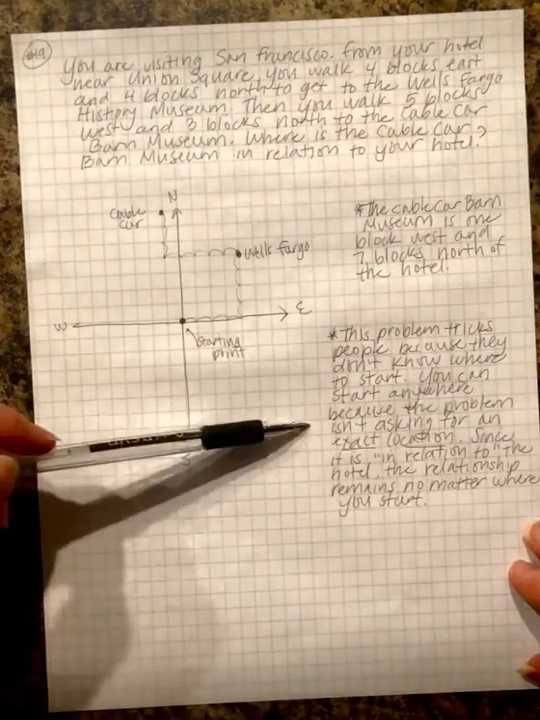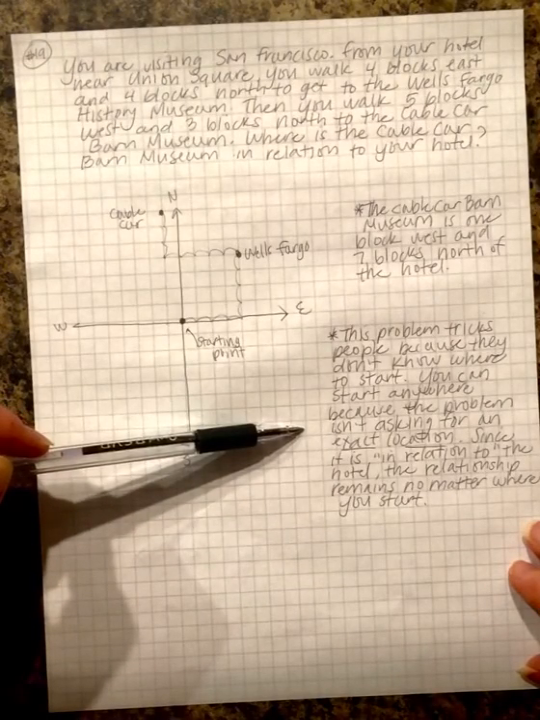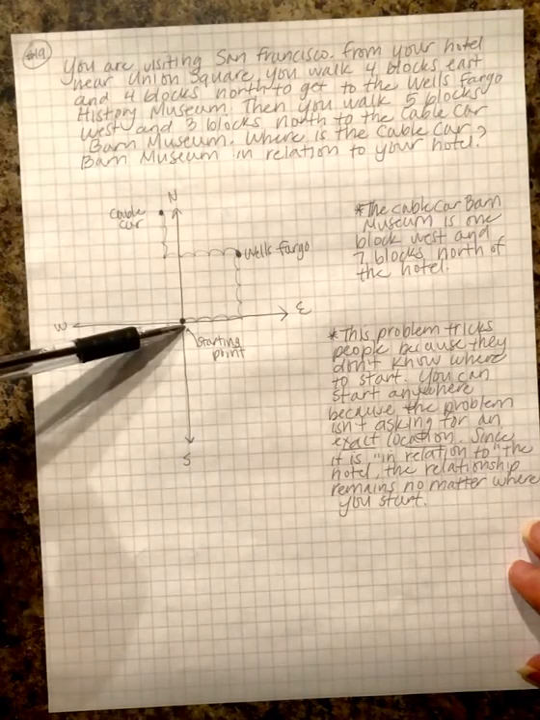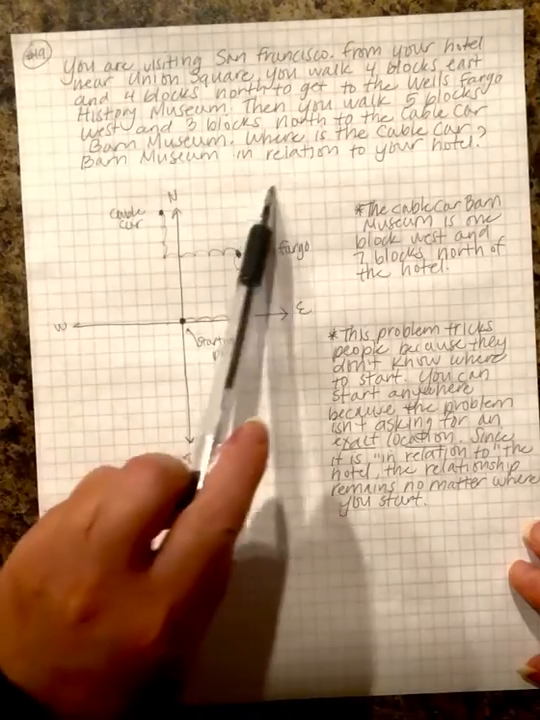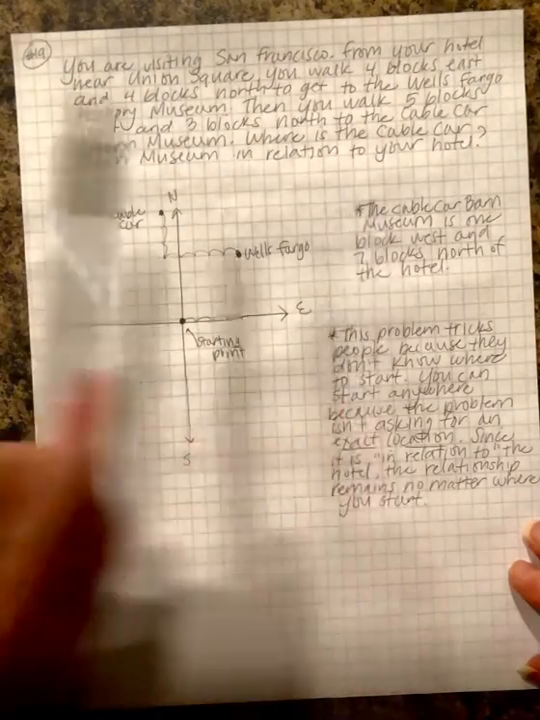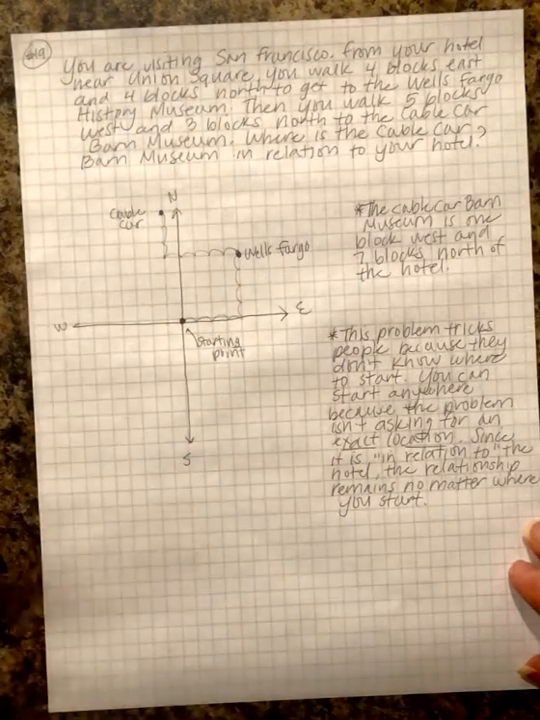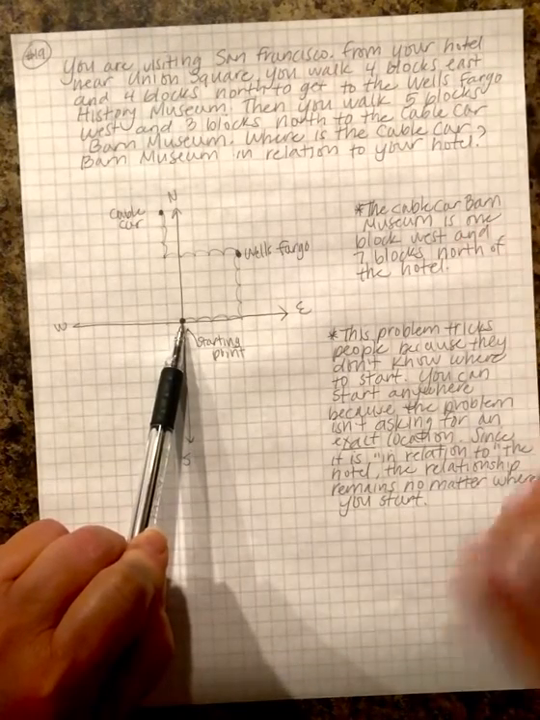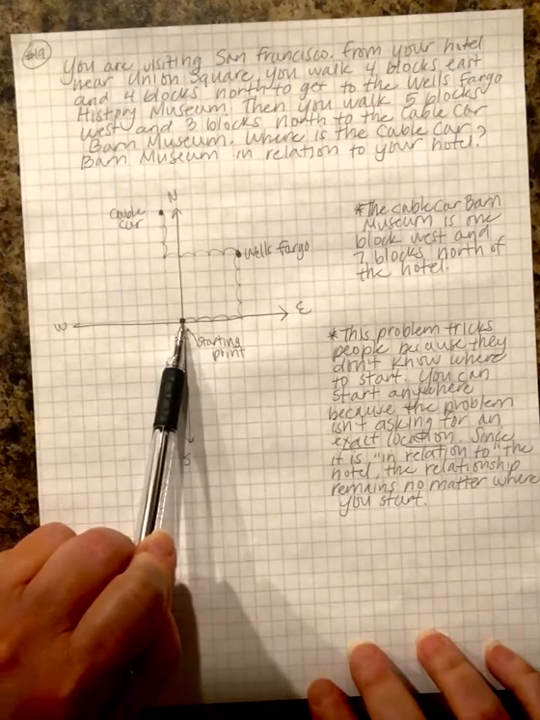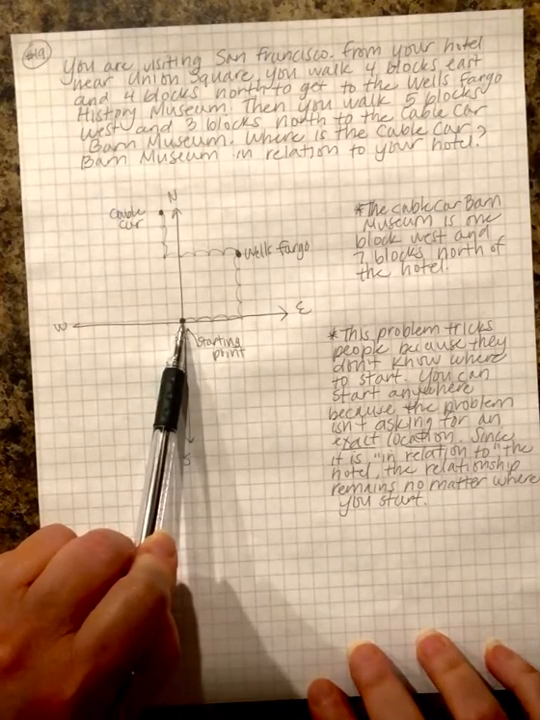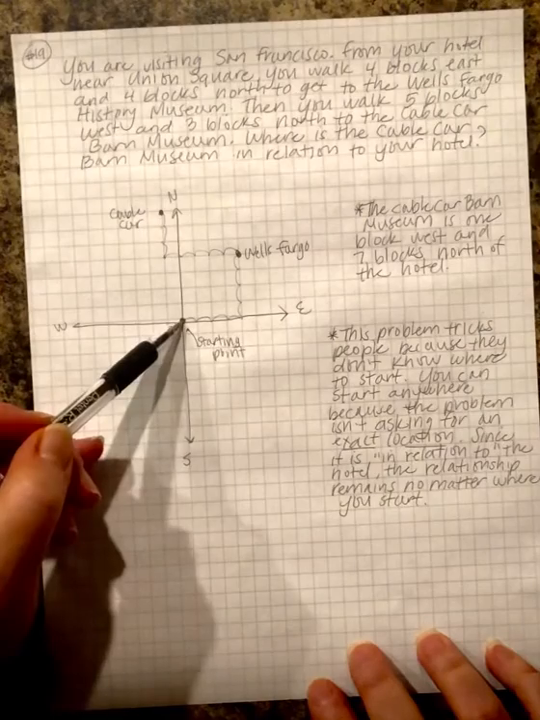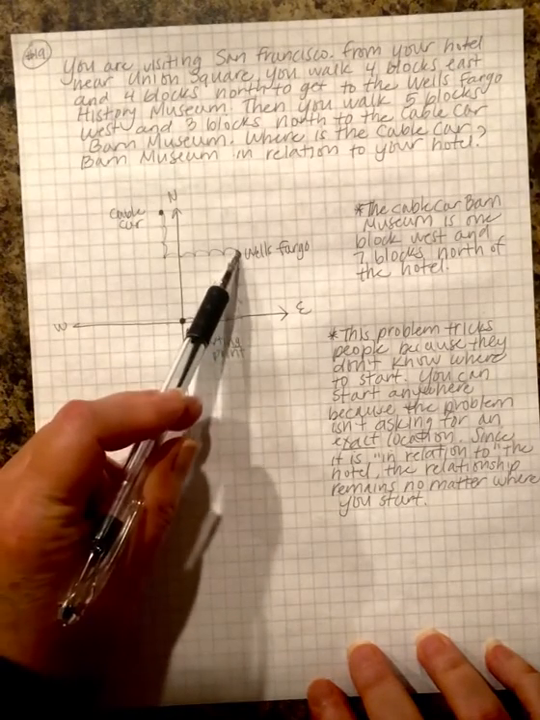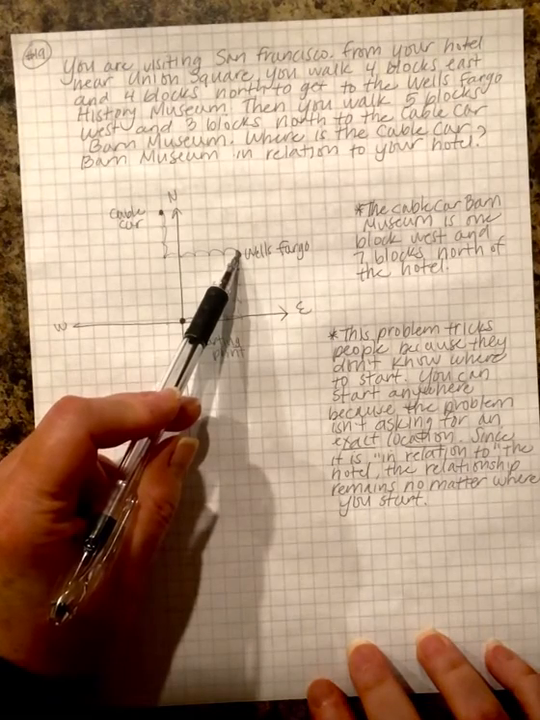So again, this problem really tricks a lot of people because they don't know where to start. But I could start anywhere. I just happened to start at the origin. Because since it's in relation to the hotel, it's just all about moving the units from that spot. So if I start here, the first direction was to walk 4 blocks east, which would be to the right, and 4 blocks north, which would be up, to get to the Wells Fargo Museum. So 1, 2, 3, 4, 1, 2, 3, 4. There I'm at the Wells Fargo Museum.